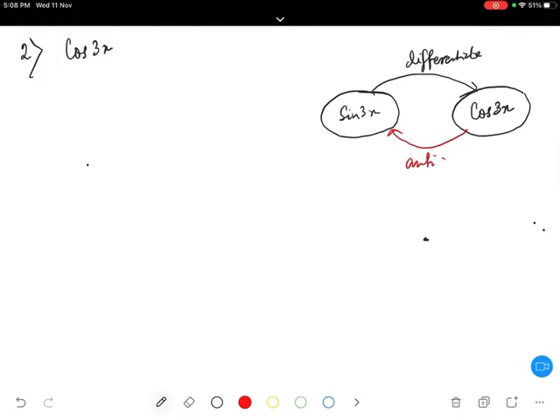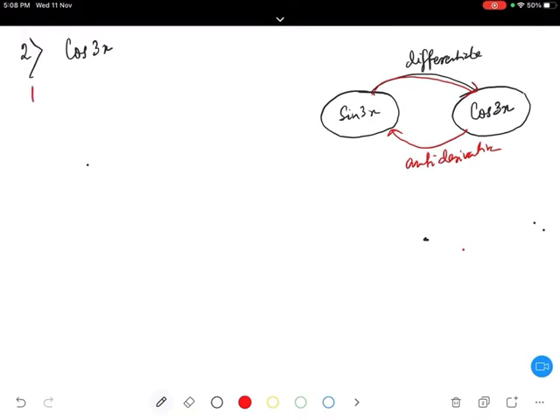We are asked to find the antiderivative, but I will be using the method of differentiation to find out. Why? Because they have told us to find it by the method of inspection. It's like we don't know integration. So I say that the differentiation of sine 3x is cos 3x. By inspecting, I found out.